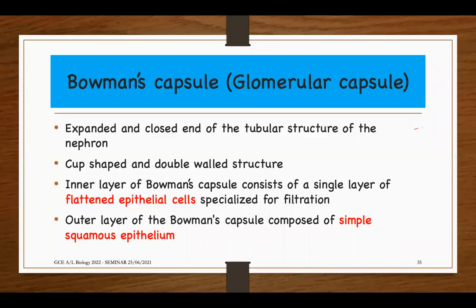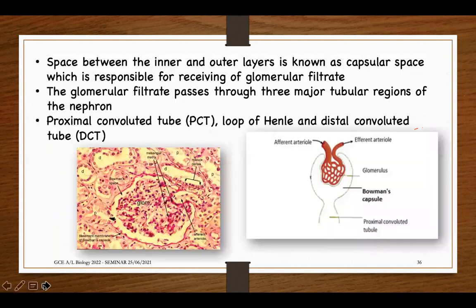Moving on, now the two layers of the Bowman's capsule. In the inner layer, remember, flattened epithelial cells are there for filtration, and the outer layer has simple squamous epithelium, the simplest form of epithelium. The inner layer has flattened epithelial cells especially for filtration, because ultrafiltration, the first process of urine formation, takes place in the Bowman's capsule. Then the space between the inner and outer layers is called the capsular space.